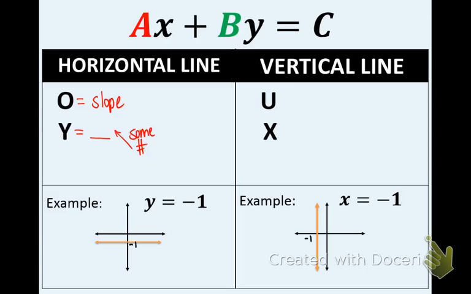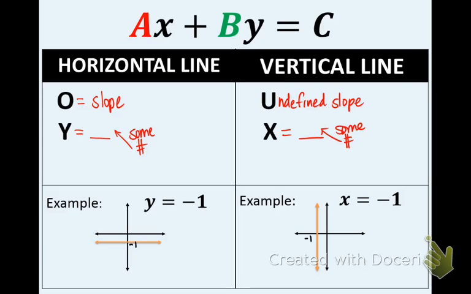Okay? Now, a vertical line has an undefined slope, and the equation always starts with an x, and then it's equal to some number. Take a look at the examples below. On the left side, we have y equals negative 1. So it's starting with y, so that means it's a horizontal line at the negative 1. Now, for x equals negative 1, it starts with an x, so that means it's a vertical line up and down, and it is on the negative 1 x-intercept.